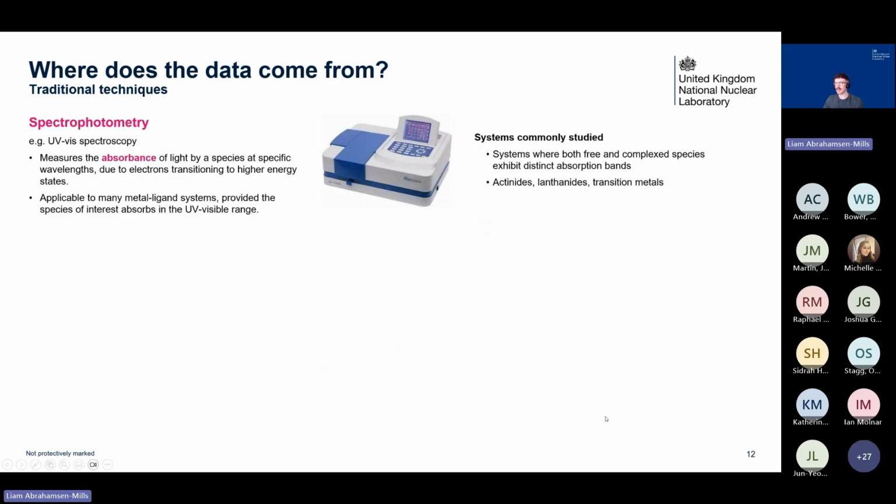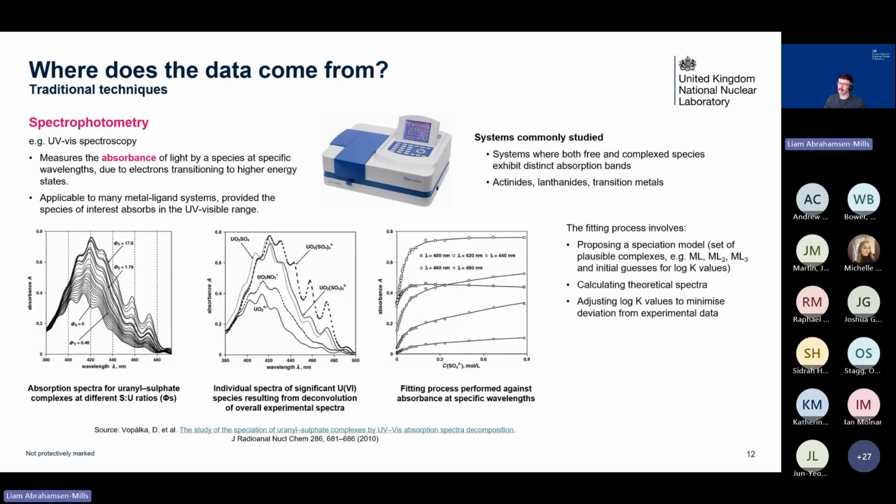Another more traditional technique is spectrometry. An example is UV-vis spectroscopy, a relatively simple technique. It measures the absorbance of light by solution species at specific wavelengths due to electron transitions. And it's applicable to many systems as long as they absorb in the UV visible range. I've got some literature data here that we can see.